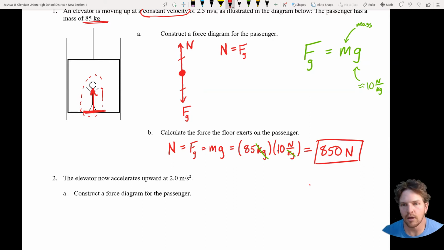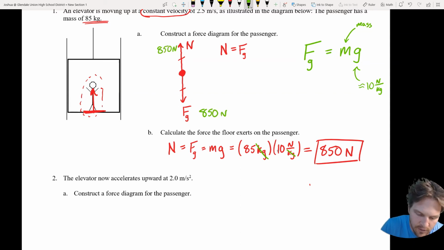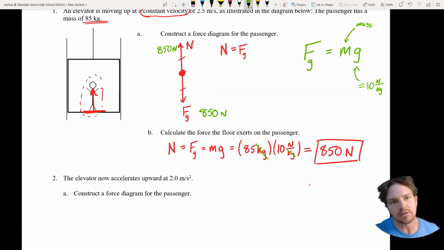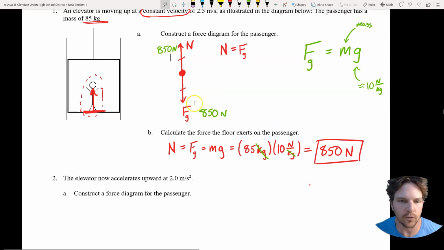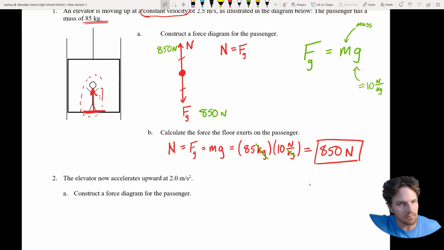Okay, so that would be 850 for the force of gravity, and then also 850 for the normal. And because those are the exact same size of force, they cancel each other out. And therefore, it doesn't mean our elevator person is totally still. It means that there's just not enough force to make them speed up or slow down. It's going to just keep doing whatever it was doing.